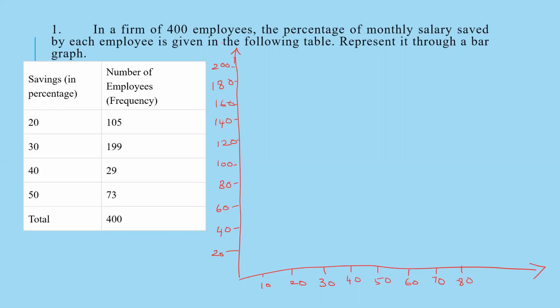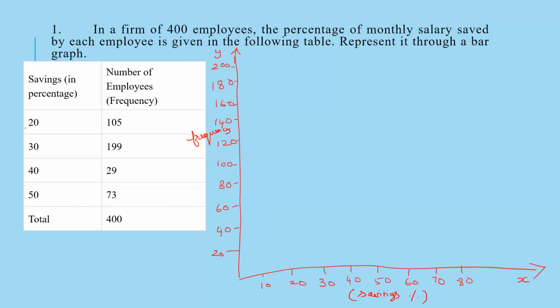The y-axis, you need to label all these axes. The y-axis, I have taken multiples of 20. So you will understand that we are going to show the frequency or the number of employees on the y-axis, and we are going to show the savings in percentage on the x-axis. So you need to label your axis. That's very important. Now let's start plotting our bar diagram.